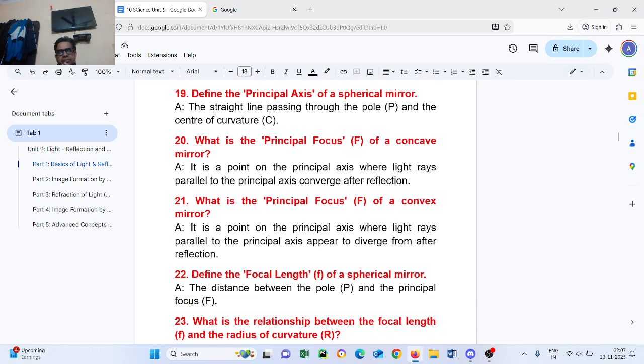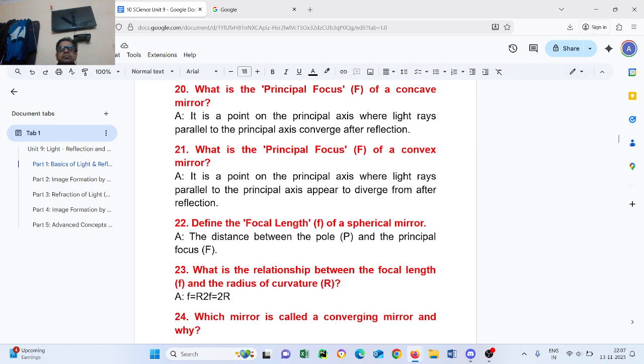Question number 22. Define the focal length of a spherical mirror. The distance between the pole and the principal focus is called the focal length f of a spherical mirror.